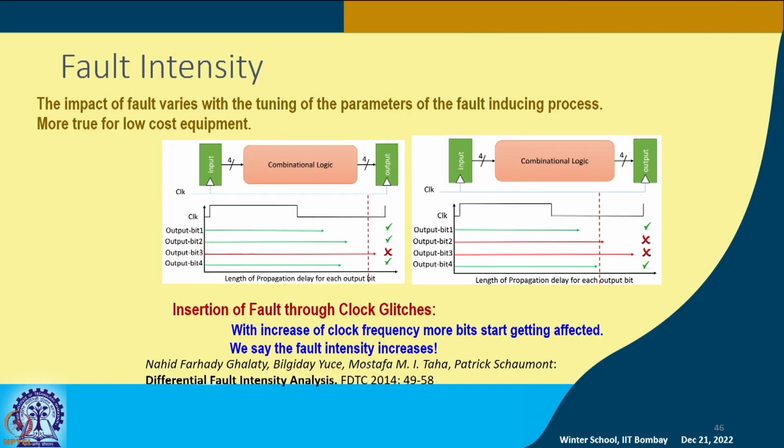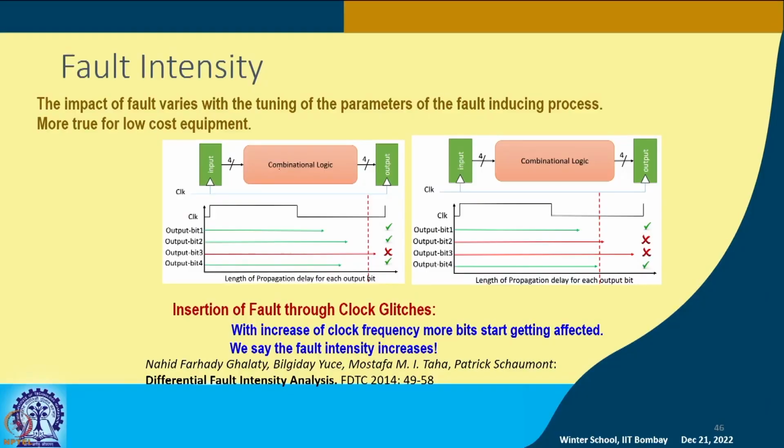So there are techniques in literature where people have shown how to exploit these faults, and in particular this brings us to an idea which is called differential fault intensity attacks. Basically it banks on the fact that faults are not really unbiased. There is a bias in the fault injection.